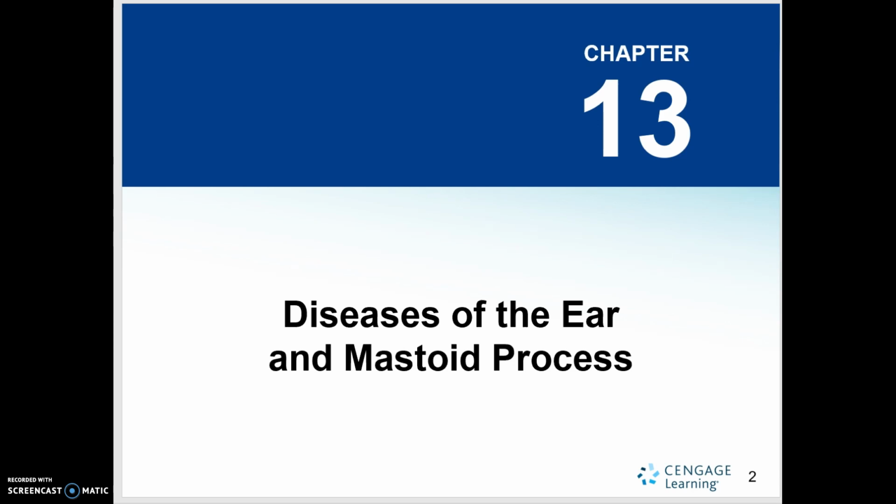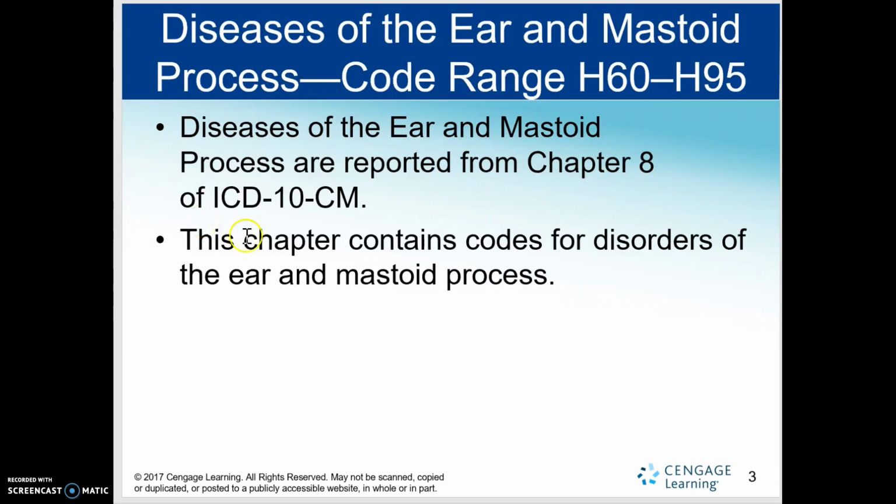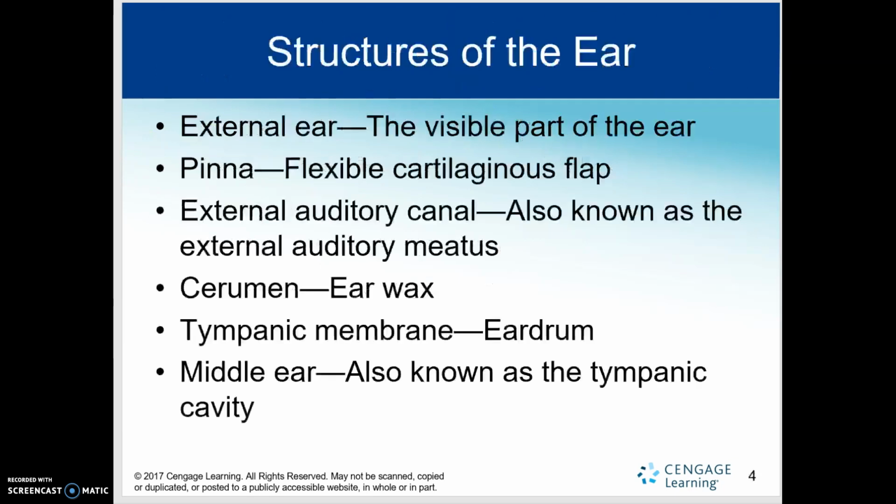So this week, this chapter, we are studying diseases of the ear and the mastoid process. These diseases contain disorders for the ear and the mastoid. It's chapter 8 in your tabular section of the ICD-10 code book, and the code ranges from H60 through H95.